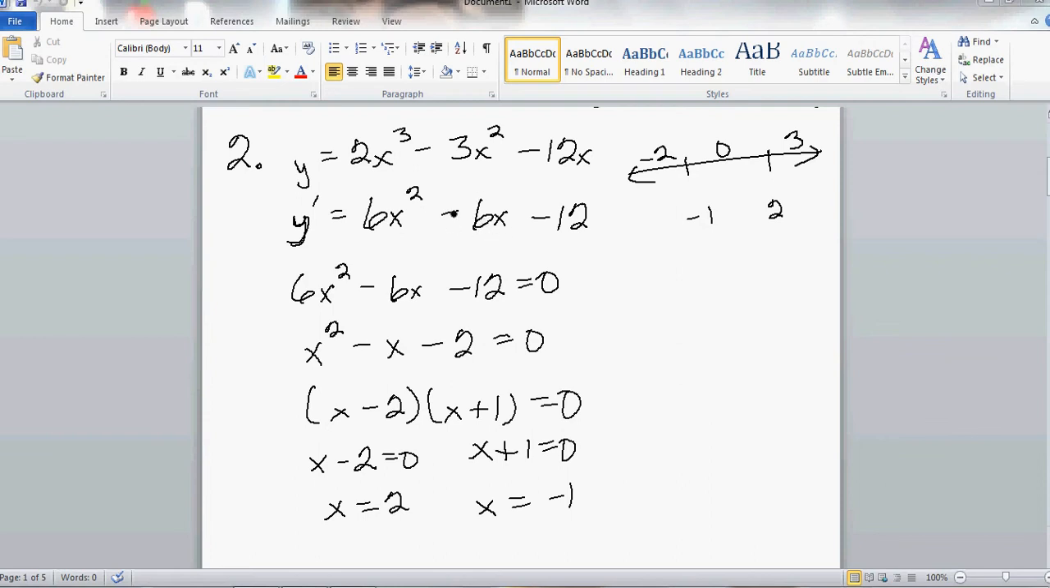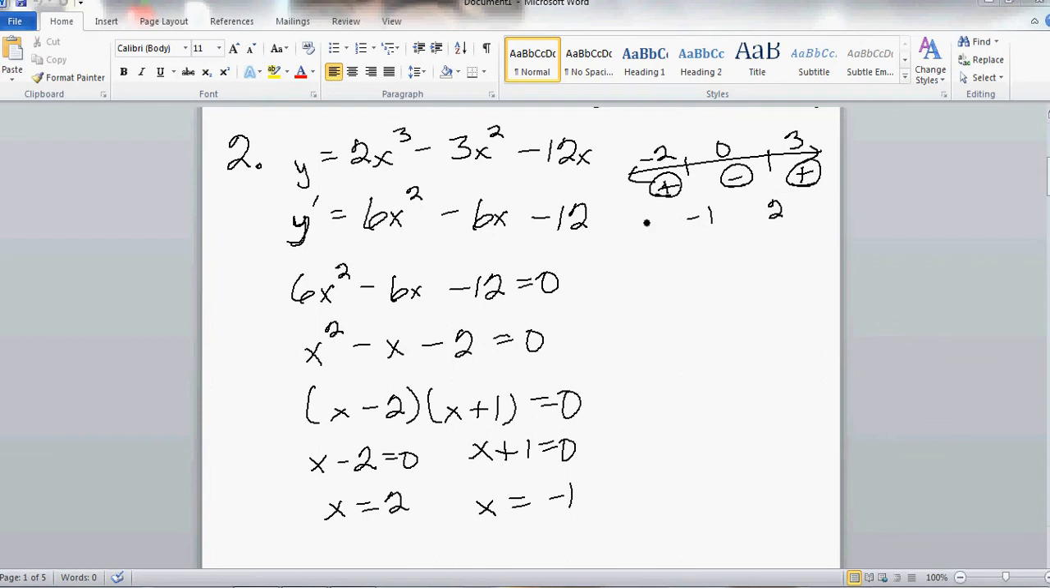-6 times -2 is a positive, so it's 24 plus 12 is 36 minus 12 is positive. Remember, that's all that's important here. If we plug in 0, this is 0 minus 12, so this is negative. Plugging in 3 would be 6 times 9, or 54. 54 minus 18 is what? 36, and 36 minus 12 is 24. So once again, the important thing is that it's positive.